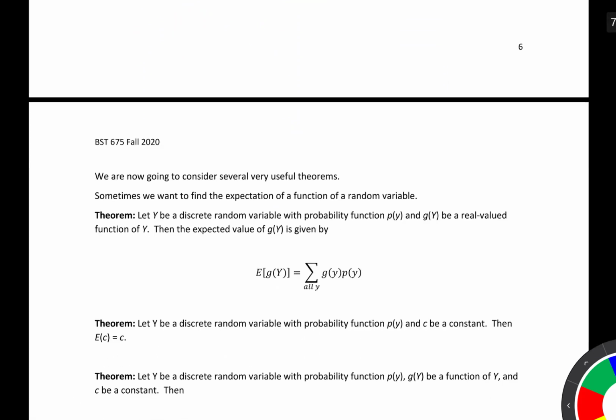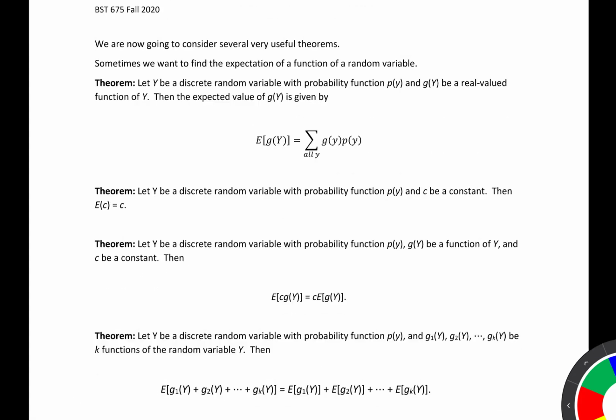All right, so here are those theorems, and again, we're not going to prove anything in this course, but these are good theorems to know. So the first one says if y is a discrete random variable with probability function p of y and g of y is a real valued function of y, then the expected value of g of y is as follows. And you actually already saw this.